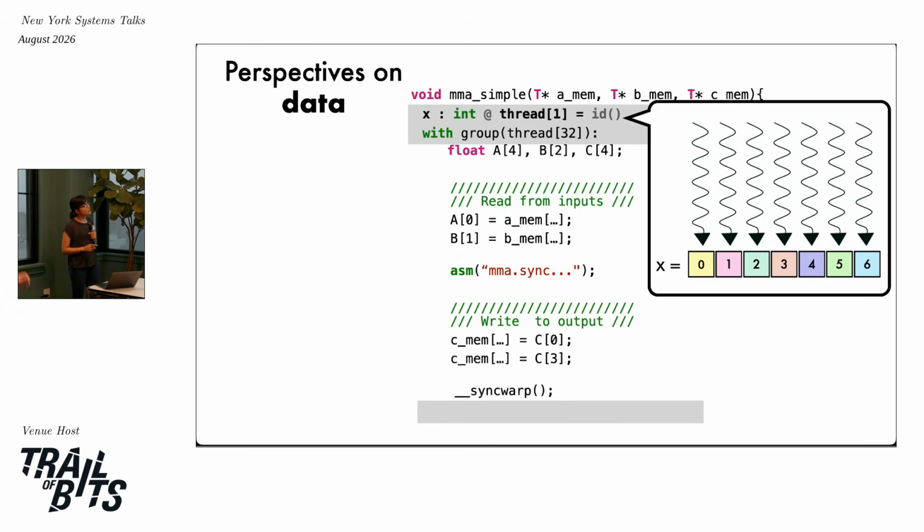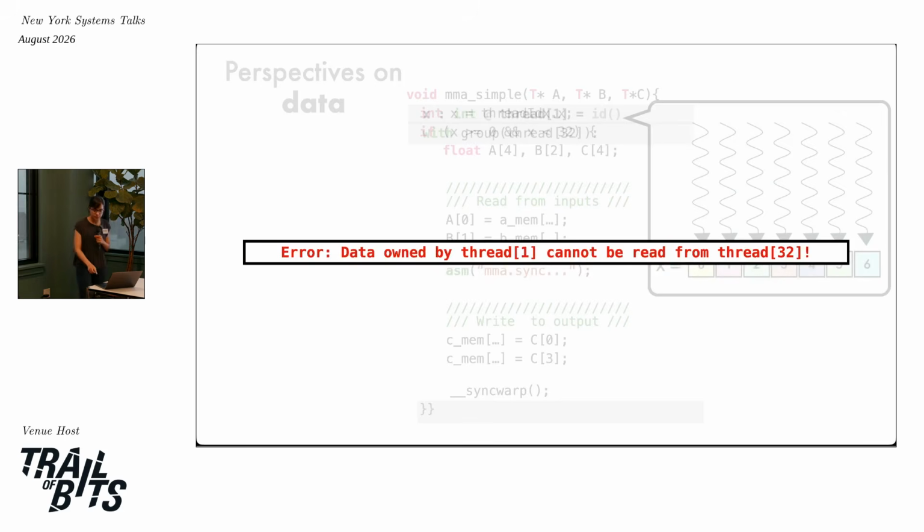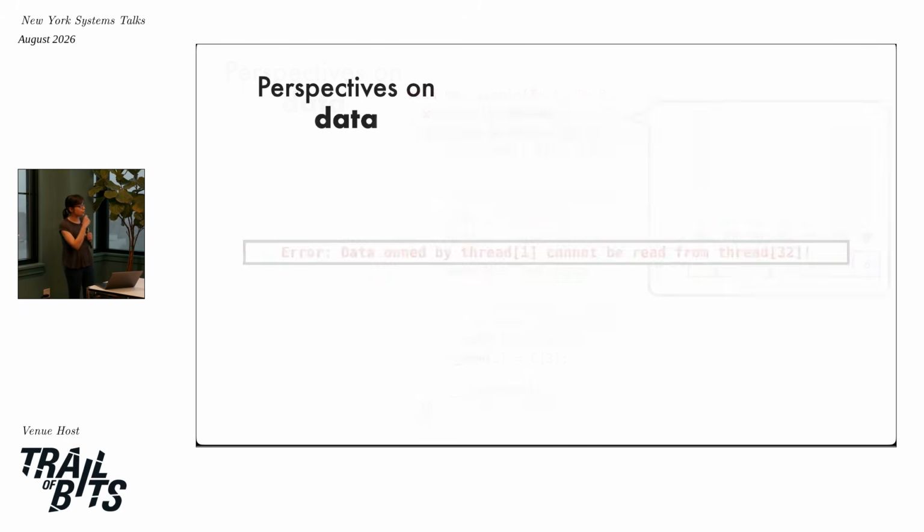Now, if you were to try to use a thread 1 variable inside a thread 32 scope, well, then this is simply a compile time error. You cannot read that variable from thread 32 scope because that variable is changing at a higher frequency than that code's scope.